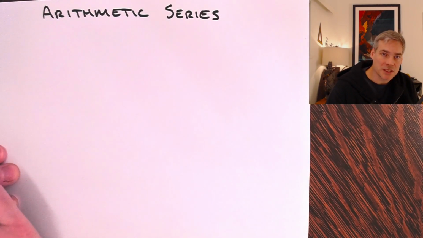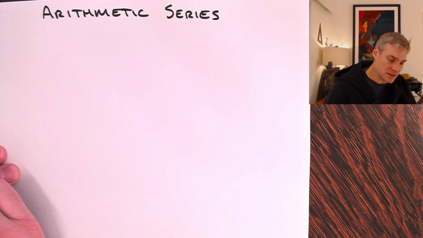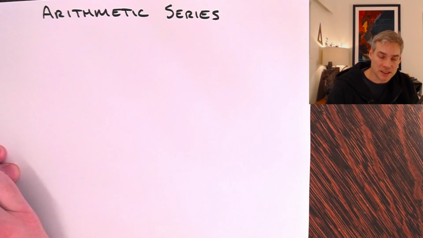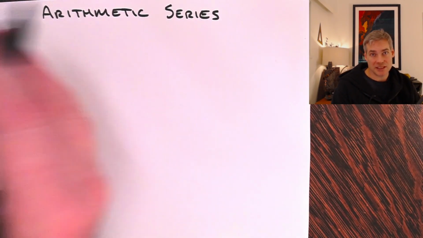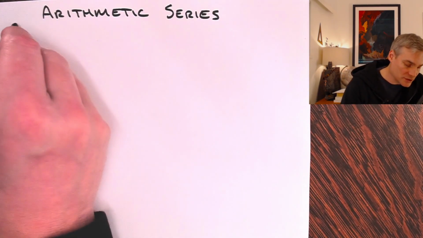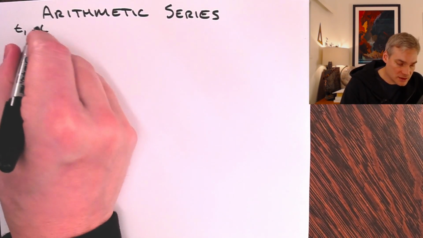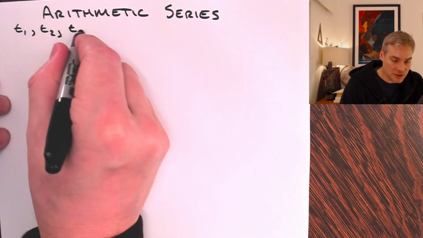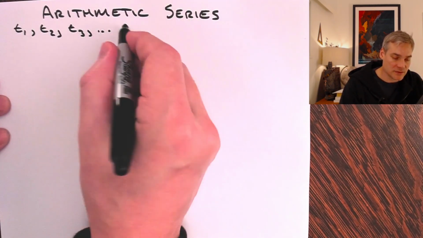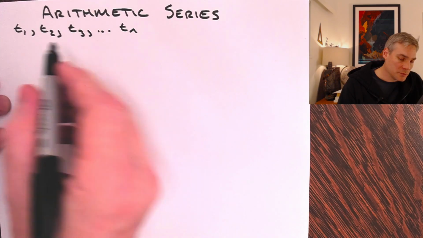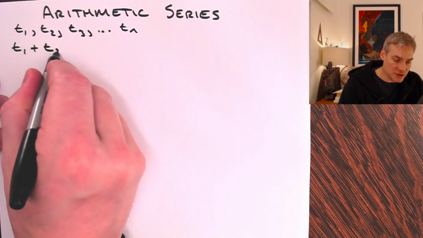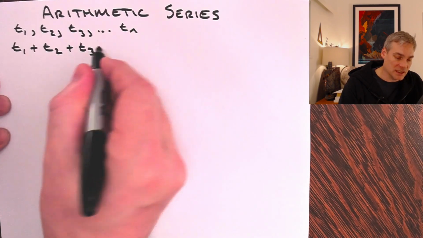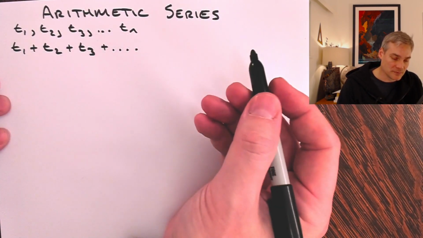So in this video, we're going to go over an arithmetic series, and we're going to derive the formula for finding it. The difference between a sequence and a series is that a sequence is just the set of numbers, so it could be T1, T2, T3, and on to Tn. But a series is going to be T1 plus T2 plus T3 plus, and on.